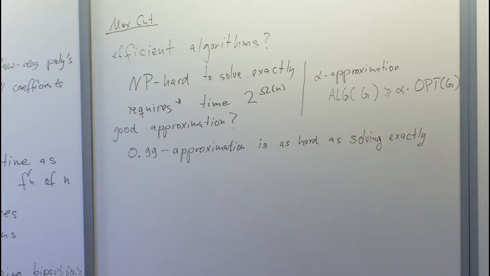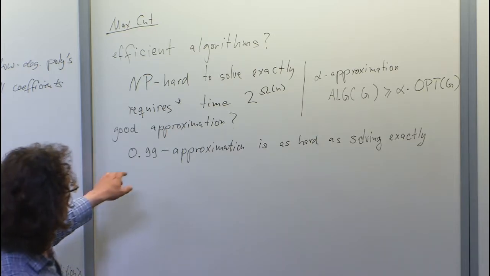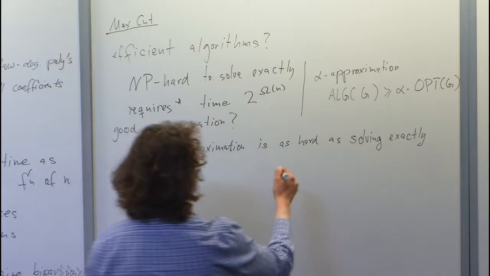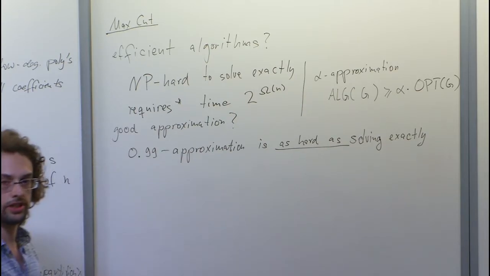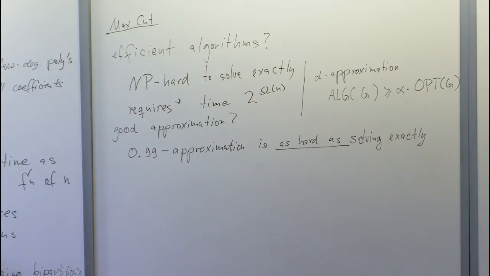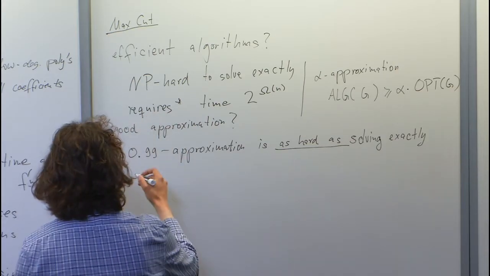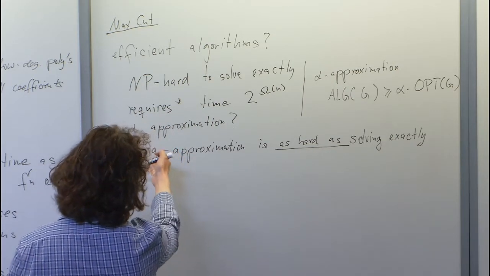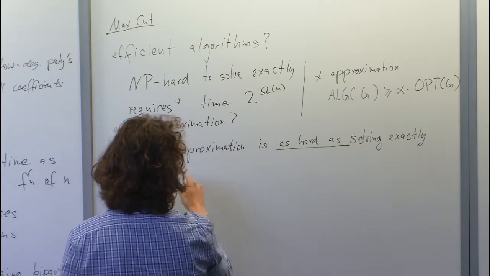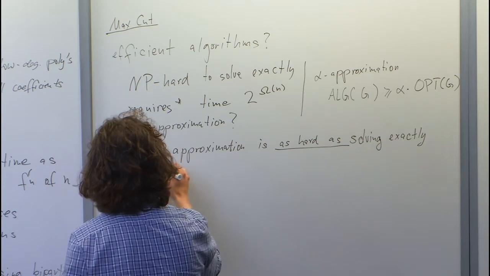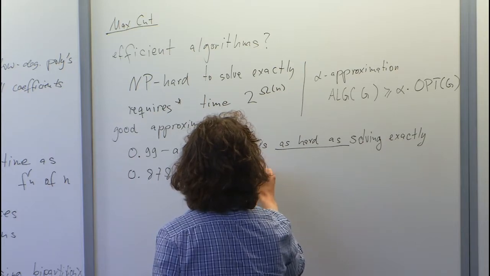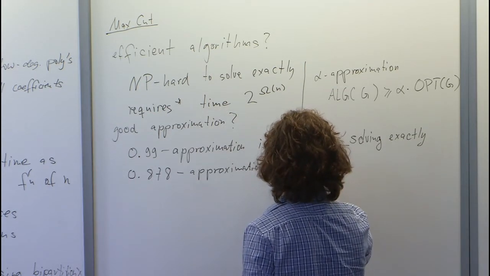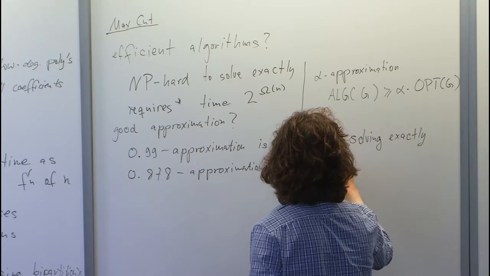For max cut, it's always winners. So this is the hardness result: even a 0.99 approximation requires exponential time. There are better hardness results known, but let me not state them. And then the best known algorithm gives a 0.878 approximation, in polynomial time, and actually nearly linear time.